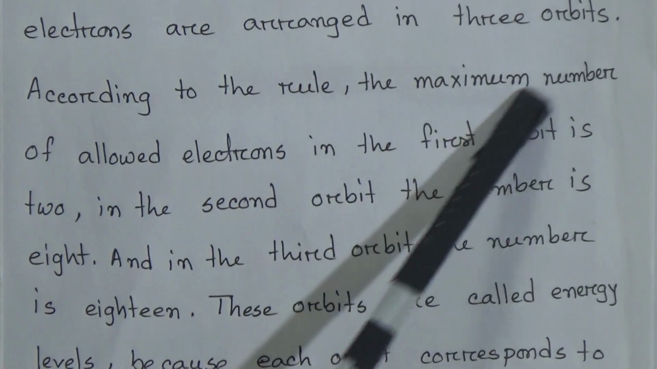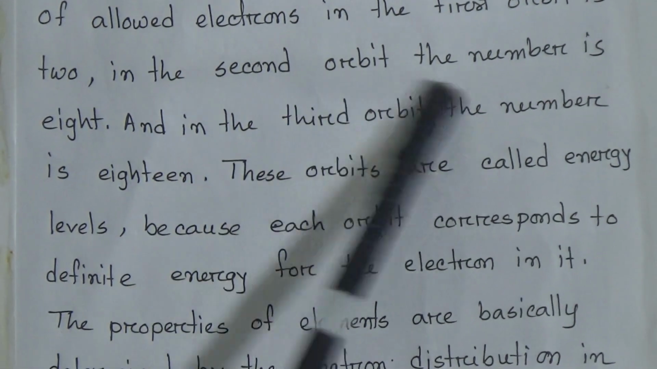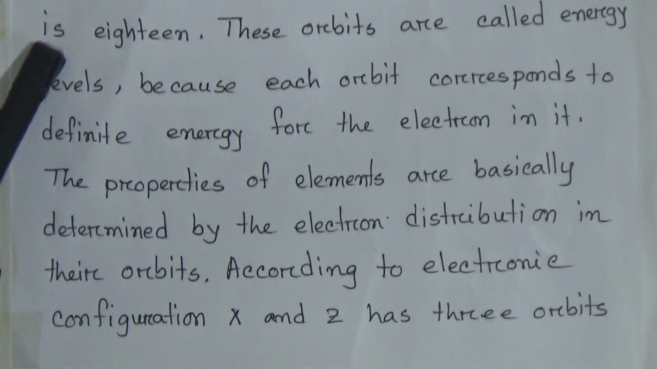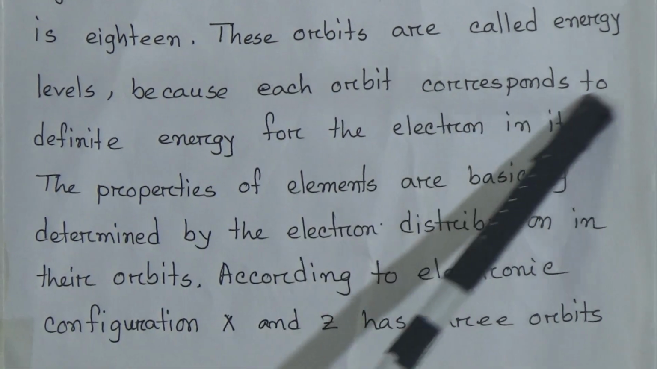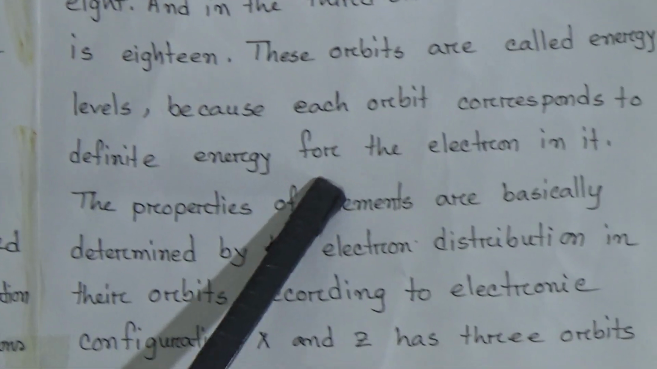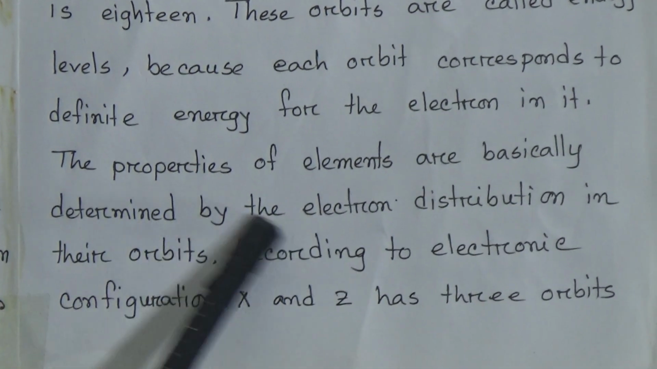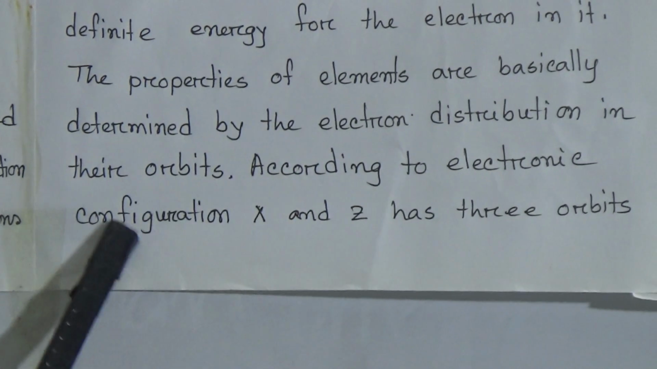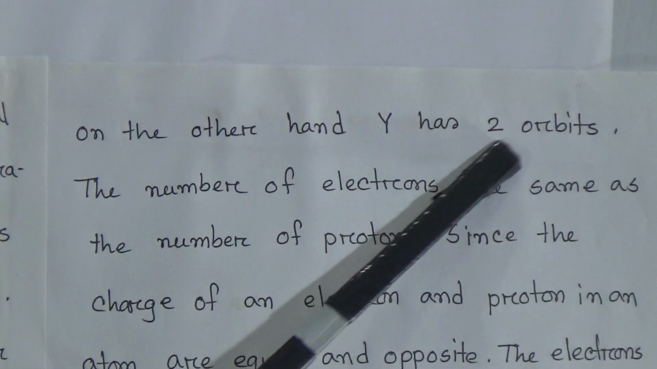According to the rule, the maximum number of allowed electrons in the first orbit is 2, in the second orbit is 8, and in the third orbit is 18. These orbits are called energy levels because each orbit corresponds to a definite energy for the electrons in it. The properties of elements are basically determined by the electron distribution in their orbits. According to electronic configuration, X and Z have 3 orbits. On the other hand, Y has 2 orbits.